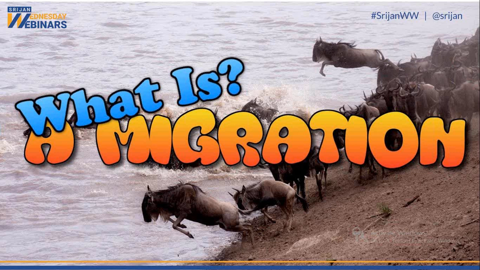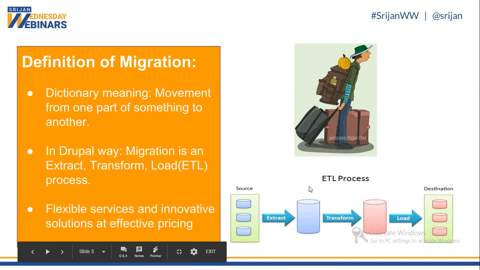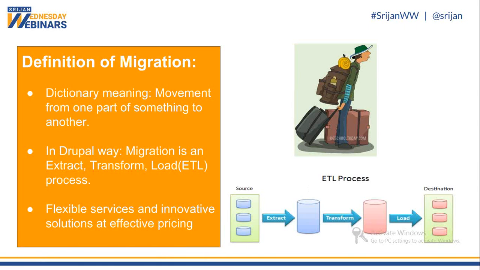So what is migration basically? The dictionary meaning suggests movement from one part of something to another. In the Drupal way, migration is an extract, transform, and load process. So what is an extract, transform, and load process? For historical reasons, in the Drupal migration tool, the extract phase is called a source, which is a source plugin.